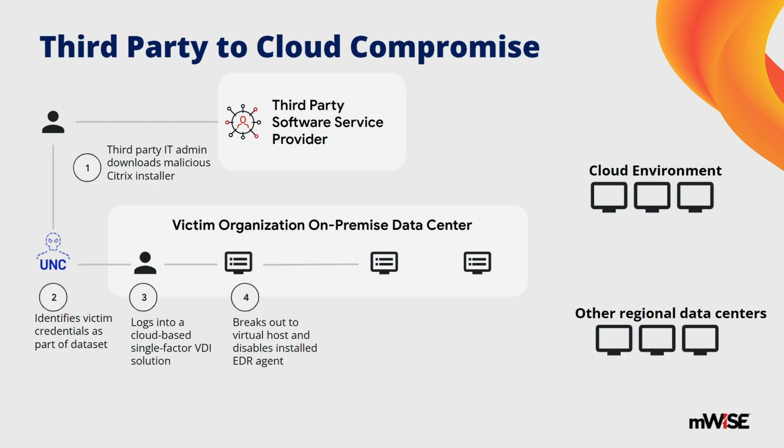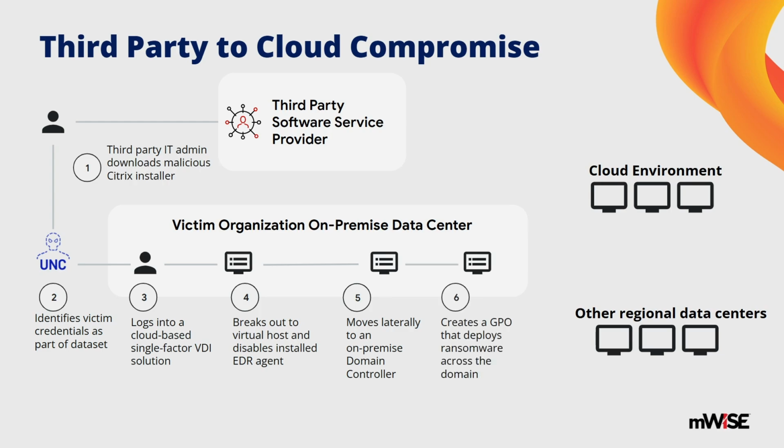A second group was able to identify within that data set credentials for the victim organization they were targeting, and using those credentials, they could then log into the single-factor VDI environment. In this case, they were able to break out to the virtual host underlying it. From there, they could move laterally to a domain controller, and their goal here was deploying ransomware, so they were able to create a GPO that deployed ransomware across the domain.